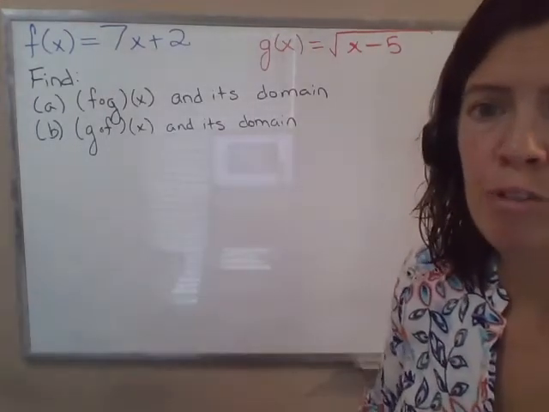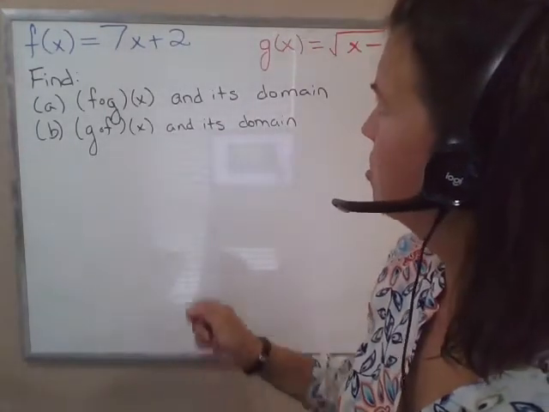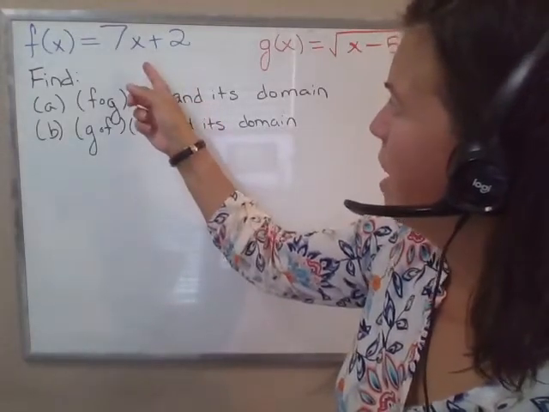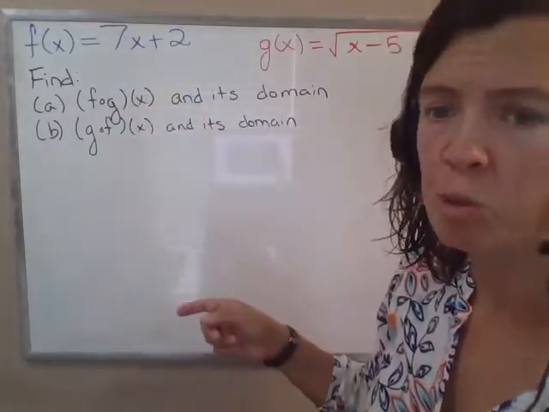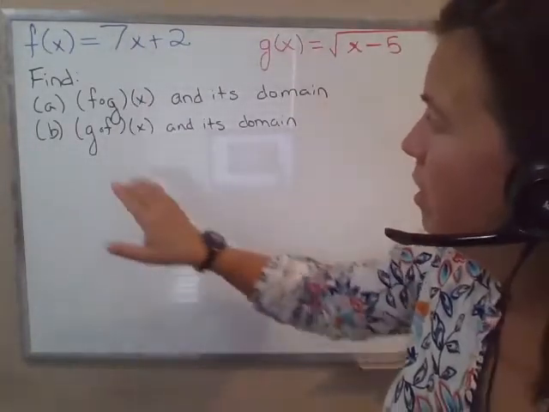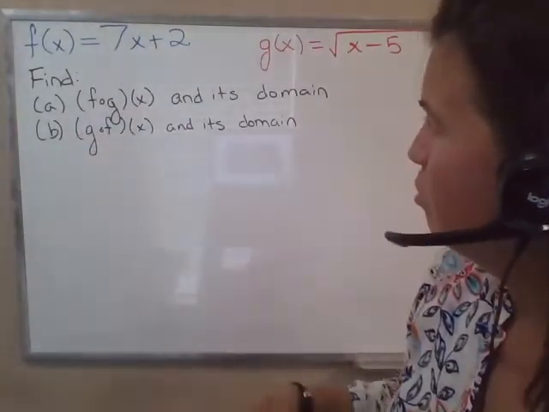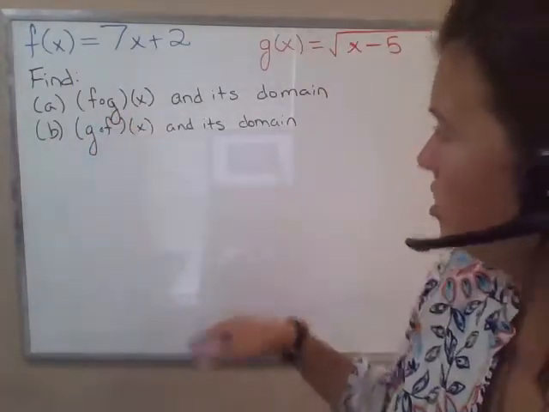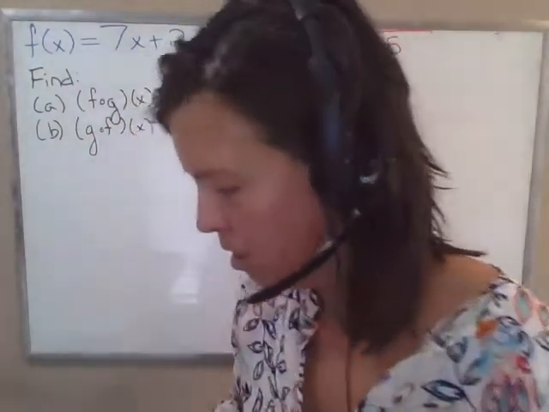So here's an example involving a composition of functions. In this example, we're going to let f of x equal the function 7x plus 2, and g of x is equal to the square root of x minus 5. The first part here is asking for f composed with g of x and its domain.